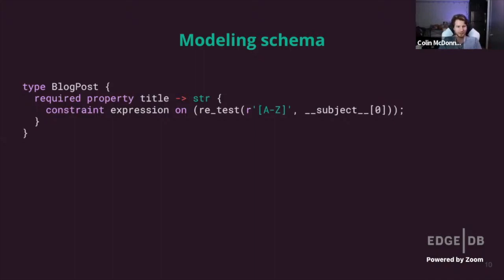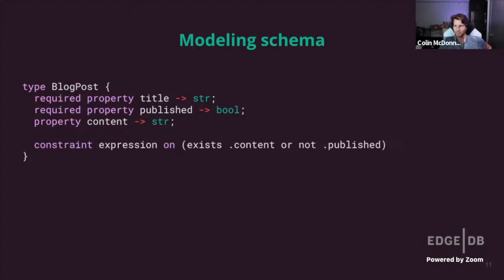But in this required property title, we're adding in a custom expression that actually makes use of one of EdgeQL's standard library functions, in this case, one for doing regular expression testing. So we've got this first argument here, and then we pass in the first letter of __subject__, which is just a way to reference the property on which this constraint is defined. So what this does is it enforces that the first letter of our blog post title is capitalized.